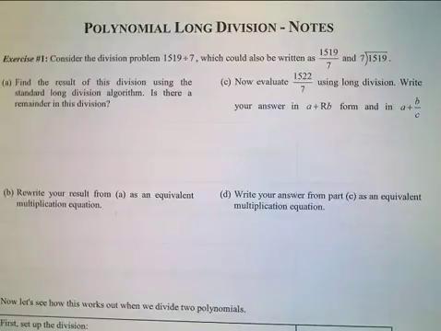This lesson is on polynomial long division. Consider the division problem 1519 divided by 7, which could also be written as a fraction or using the long division bar. Find the result of this division using the standard long division algorithm. Is there a remainder in this division?